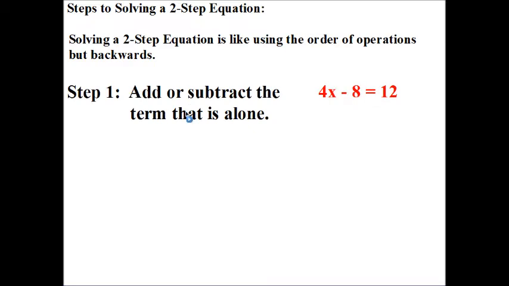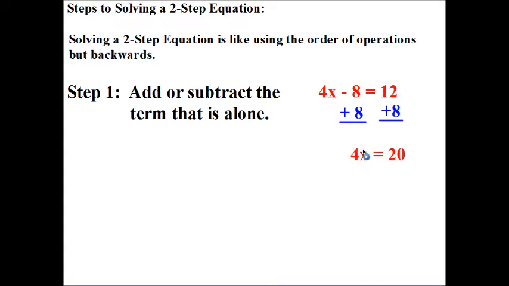So step one, we want to add or subtract the term that's alone. So this is the term that's alone. So now you've got to ask yourself, what is the opposite of subtraction? The opposite of subtraction is addition. So, golden rule of algebra, always do to one side what you do to the other. So I'm going to add 8 to both sides. When I add 8 to both sides, that gets rid of that, and I am left with 4x on the left side, and now 12 plus 8 is 20.